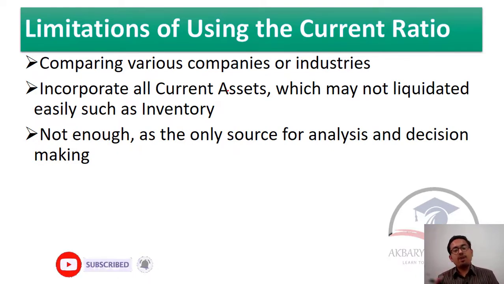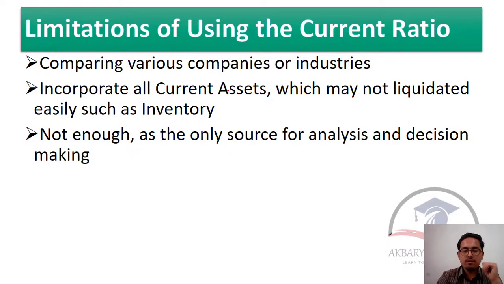It's not enough as the only source for analyzing and decision making. Suppose I'm trying to decide whether I would like to invest in a company or not. Only considering the current ratio of the company is not enough. We need to consider many other areas, many other ratios, the foundation of that company, and many other aspects, the name, reputation of that company. After that, we can go with deciding whether the company is good for investment or not. So you need to consider that one.